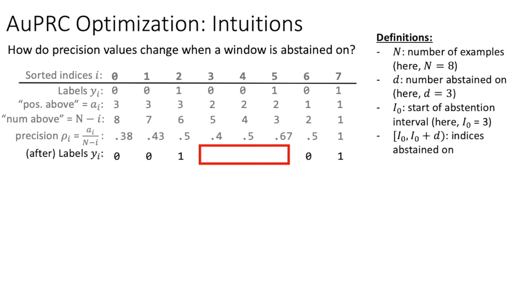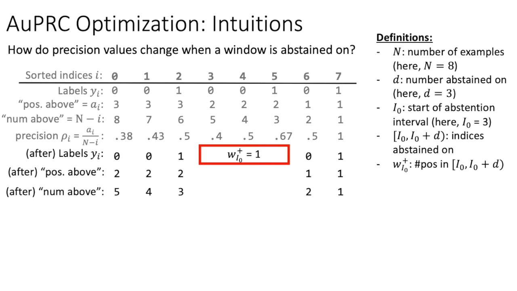That means I_0 to I_0 plus d denotes the range of indices abstained on. We will use W_I0 plus to denote the number of positives in the abstained interval. In this case, W_I0 plus is 1. We can now go through and compute the new values for the number of positives above each index after abstention and the total number of examples above each index after abstention. Also, we can compute the precision at each index after abstention.